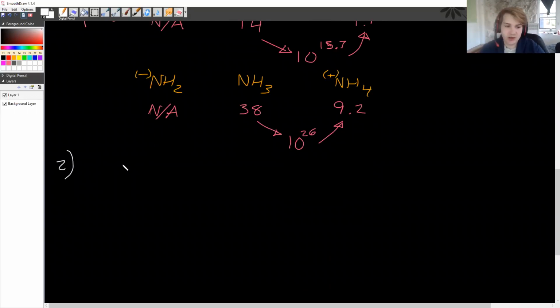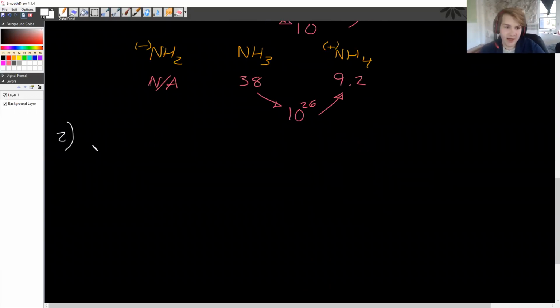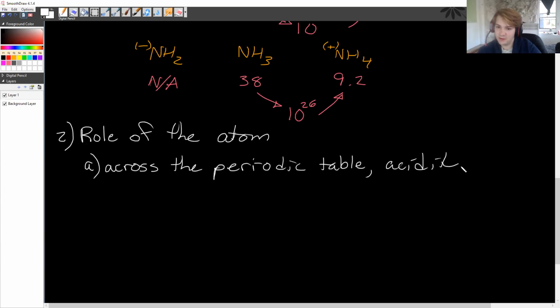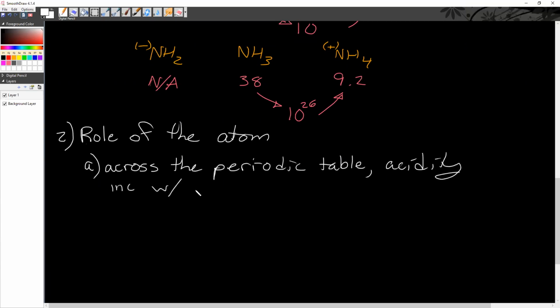The second trend has to do with the role of the atom. This is divided into two parts. Across the periodic table, so going left to right, acidity increases with electronegativity, which my shorthand is E/N.